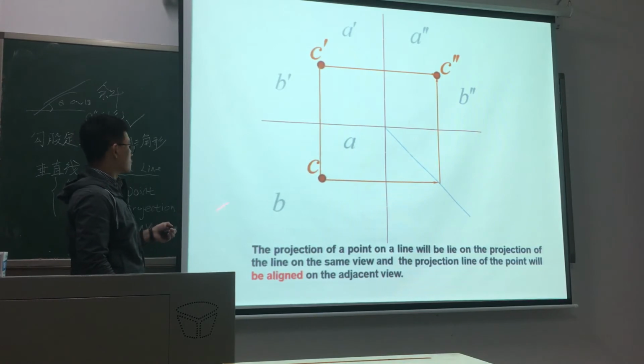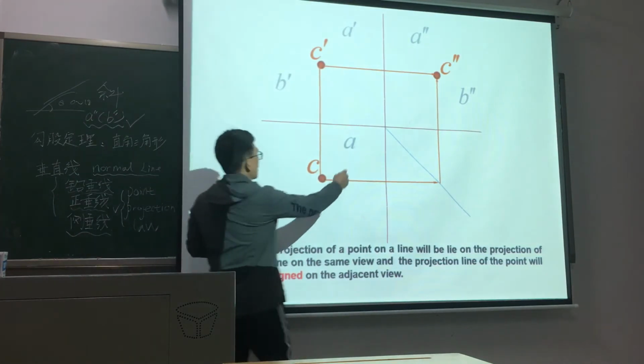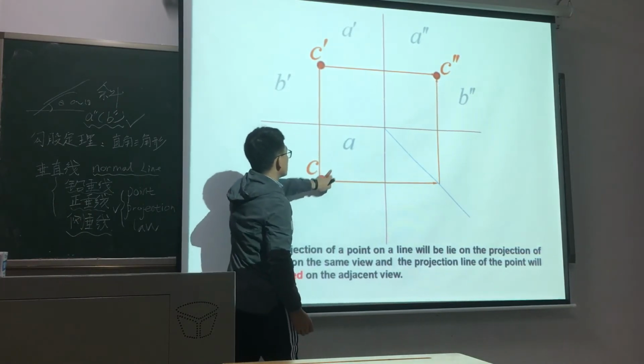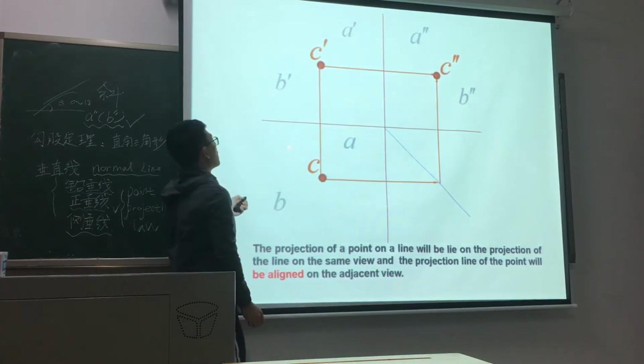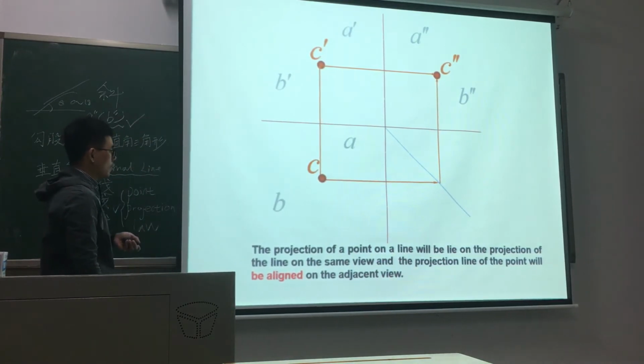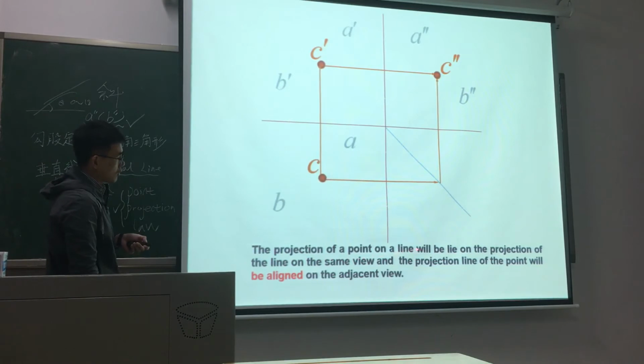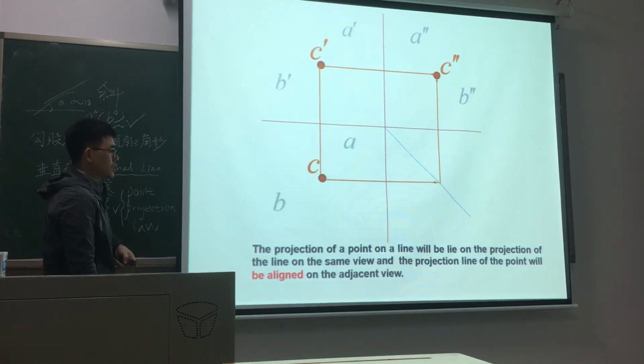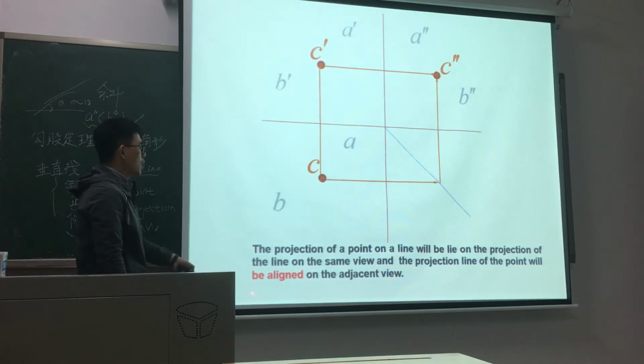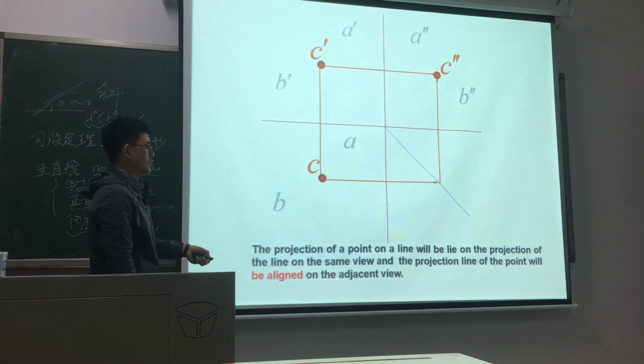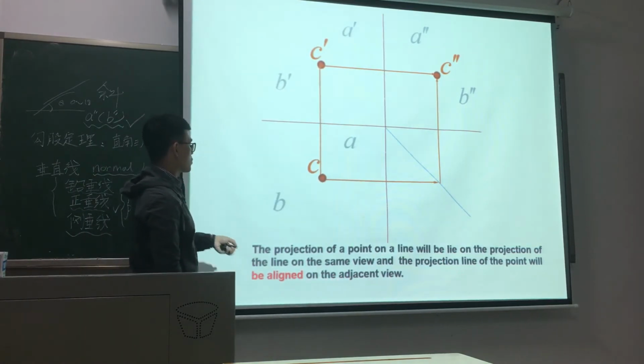If this point follows these rules, it means this point belongs to AB, this line. So the projection of the point on the line will be on the projection of the line in the same view, and the projection line of the point is aligned in the adjacent view. This means the projection line.